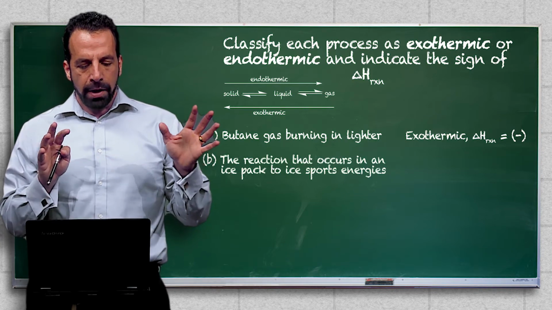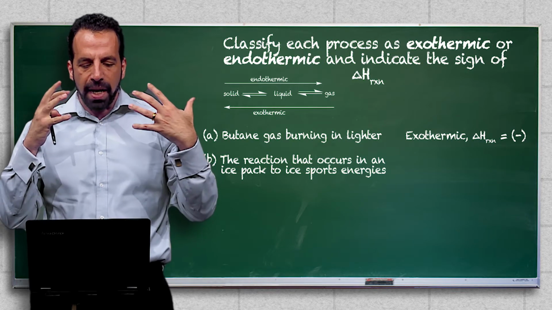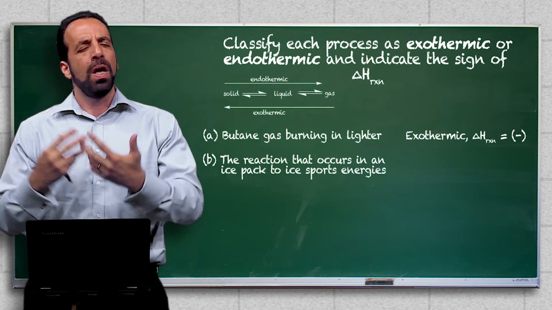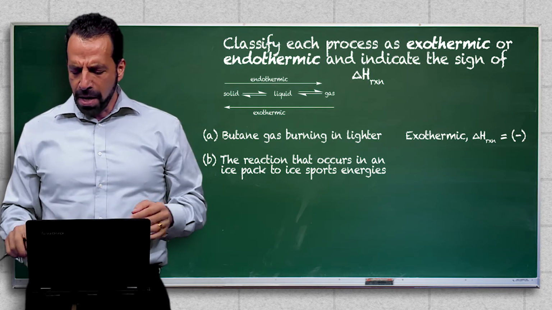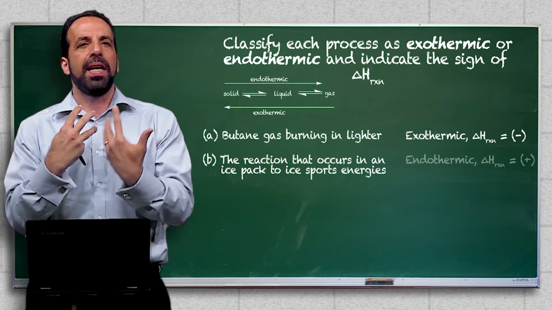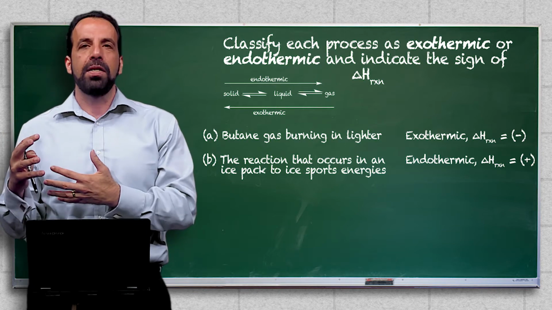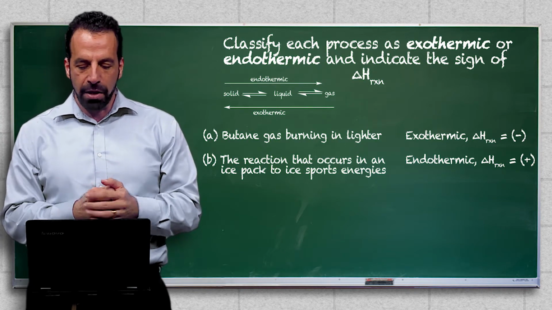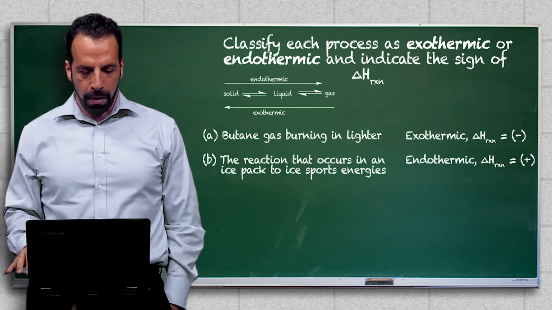Next one, the reaction that results in a cold pack getting cold. The reason these cold packs get cold is they're absorbing energy, normally from water or something like that. So whenever something gets cold, that's endothermic. Again, it's the opposite of exothermic. Exothermic, it gets hot. Endothermic, you feel it getting cold. So again, it's going to be delta H, and we're going to give it a positive value. So endothermic has a positive value.